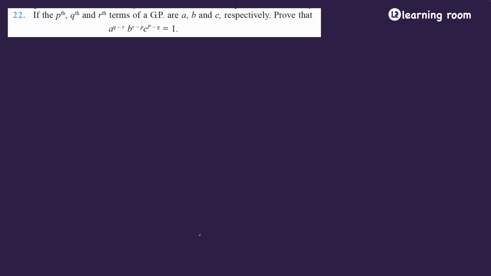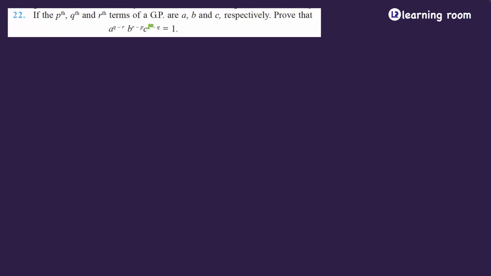The small p, a power q minus r into b power r minus p into c power p minus q is equal to 1. So try it. So how will you start doing it?